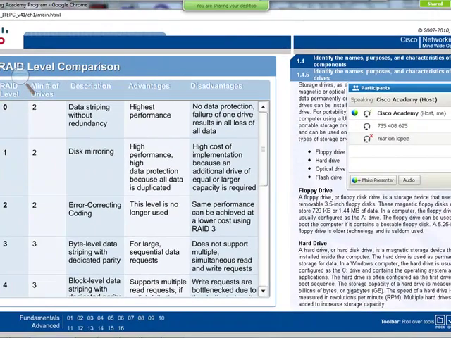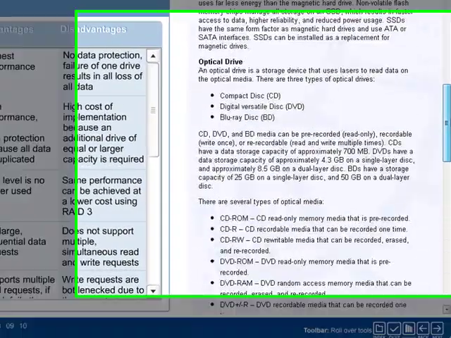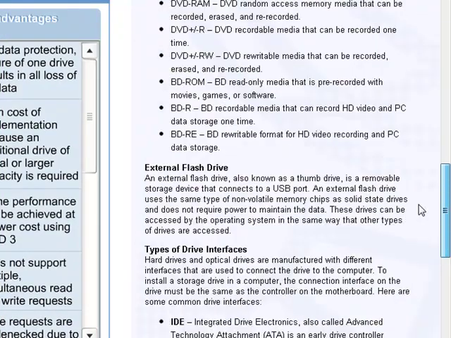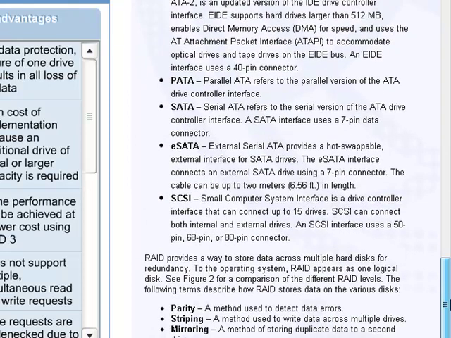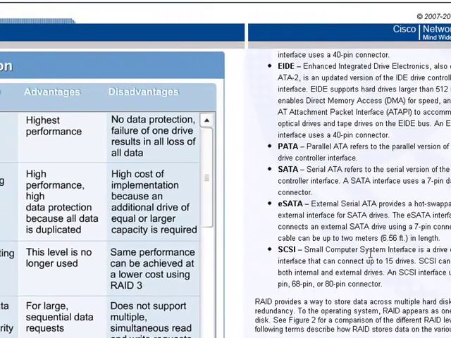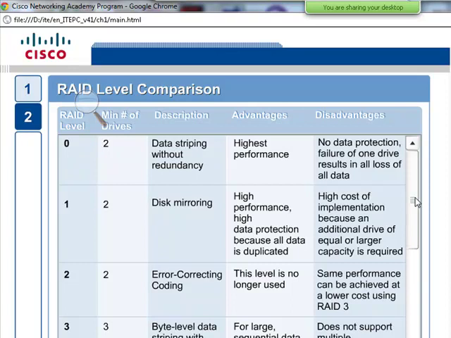RAID stands for redundant array. Let me just get it right. It's not mentioned over here. It's a way of creating redundancy. It's hardware and software, but mainly a hardware method for creating a backup for your hard drive.